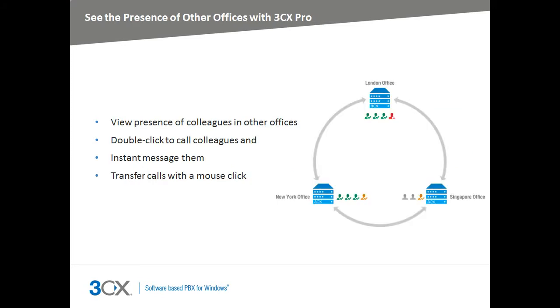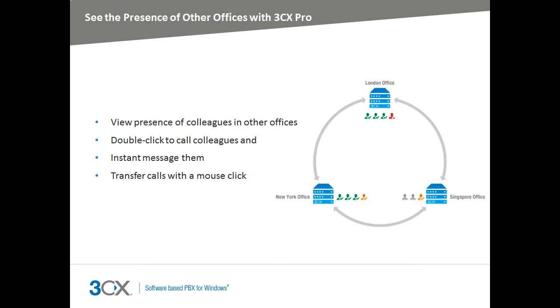3CX Phone System Pro spans its unified communications features by allowing users to see the presence of their colleagues in other offices. If you're in the London office, you can see if your colleagues in the New York or Singapore office are in or out of the office, or on a call. You can double-click on their name to call or instant message them, as well as transfer calls. Seeing the presence of other offices boosts employee productivity, as they can communicate with their colleagues more efficiently.